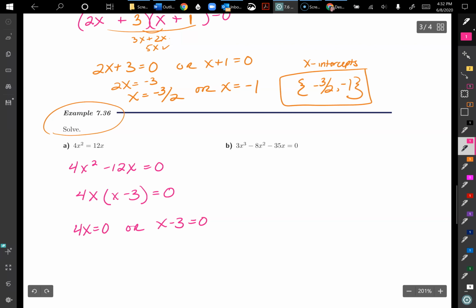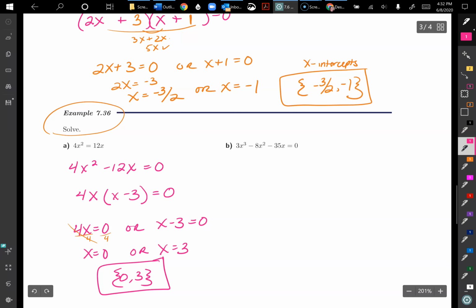So this is really nice because 4x equals 0. That just means x equals 0, if you divide both sides by 4. Sometimes this throws people off. They haven't done it in a while. Anytime you have 0 in a numerator, you're going to have 0 as an answer. And then here would be, or x equals 3. And that's the set notation.